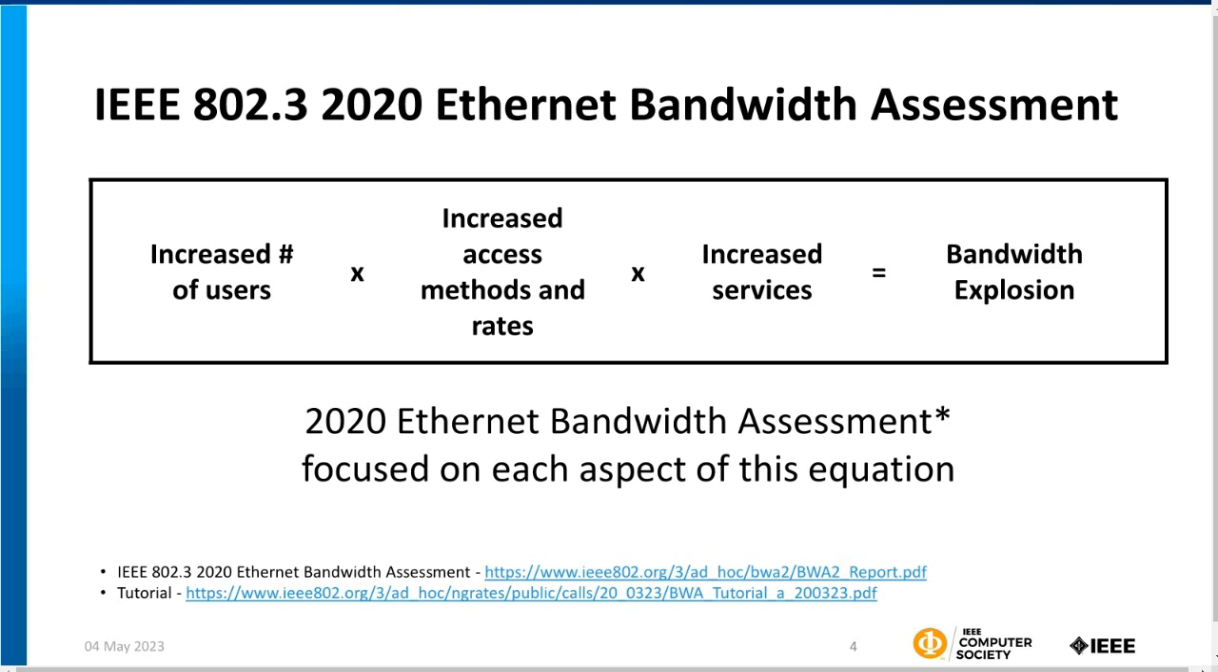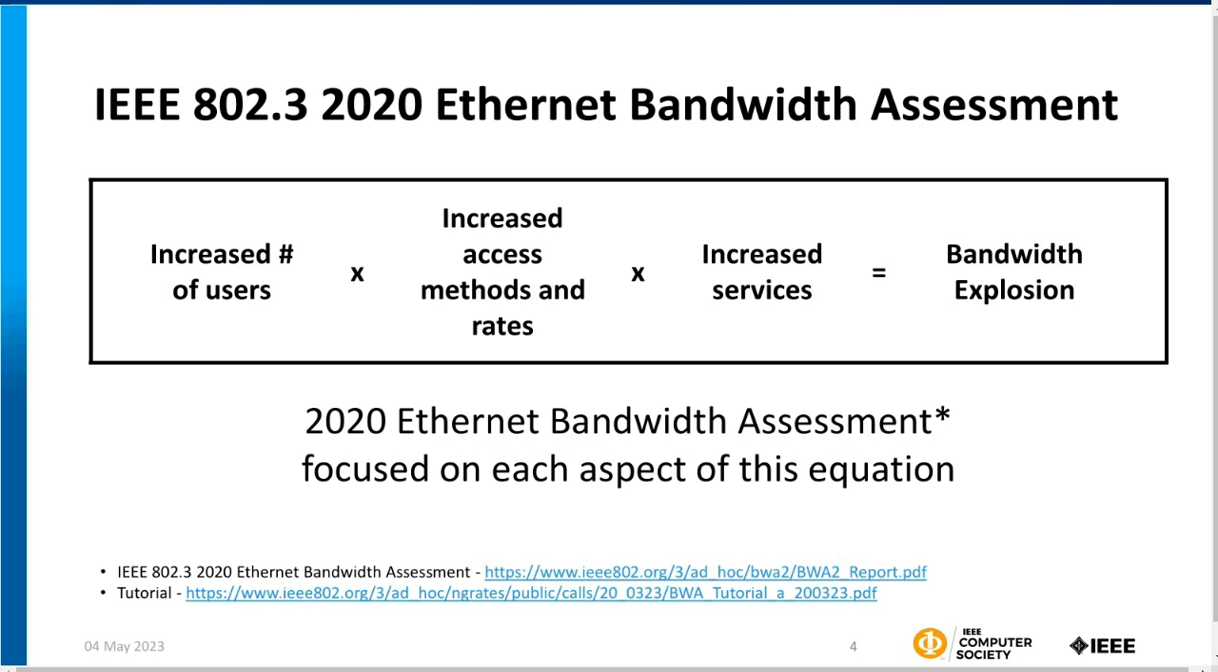Whenever we are considering starting a new speed, for the past couple of speed turns we've done what we call an Ethernet bandwidth assessment. The last one that we did was in 2020, and it would be really great if that bandwidth data was just readily available and you could go out and look at the numbers, but unfortunately it isn't.